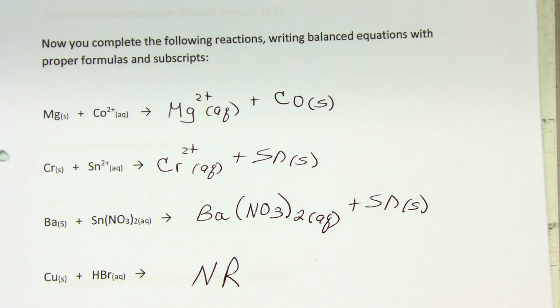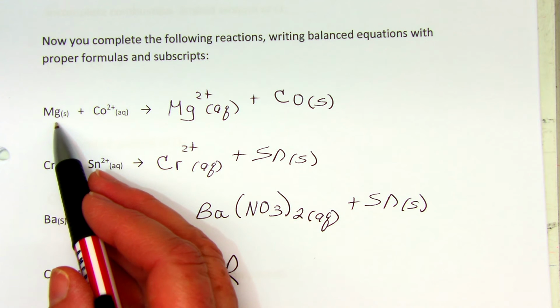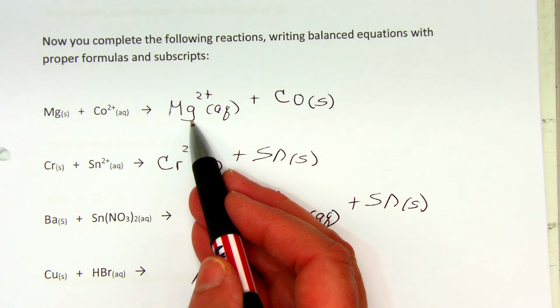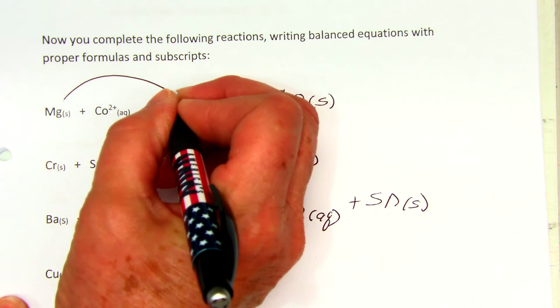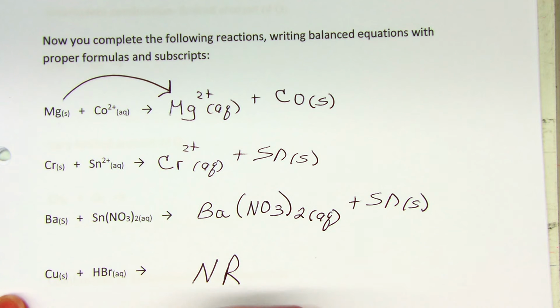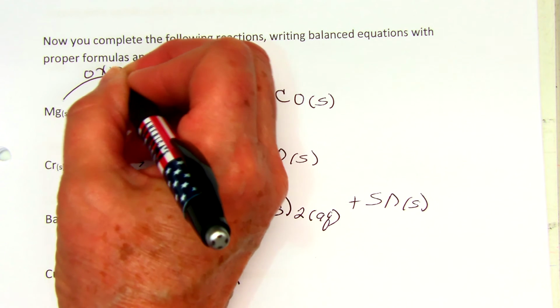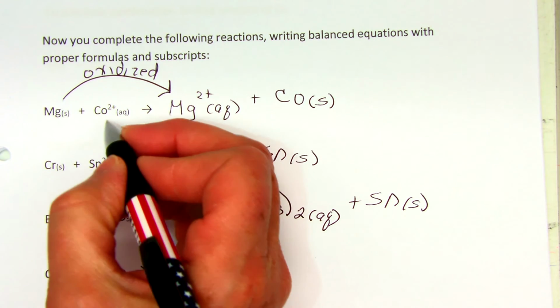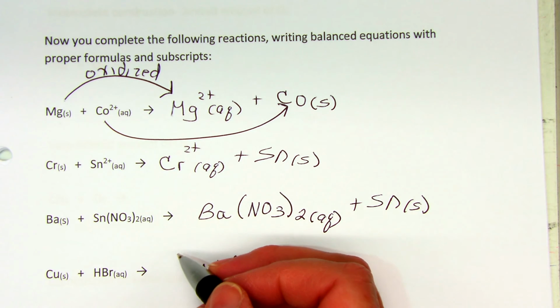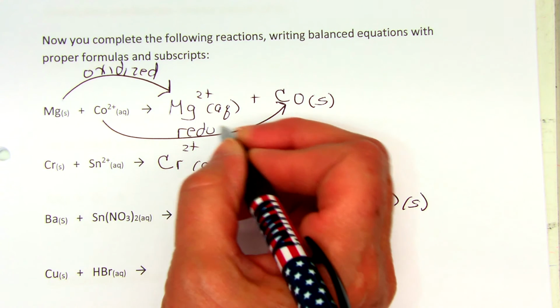Now, we look at these and we can just kind of plug and chug from the activity series. But I want you to start thinking about the chemistry that's going on. This is redox chemistry. So the magnesium is going from magnesium solid to magnesium 2+. What's happening to magnesium here, in terms of oxidation reduction chemistry? It's losing 2 electrons, so it is getting oxidized. It's the reducing agent. What's happening to cobalt? It's gaining electrons, so it's being reduced.